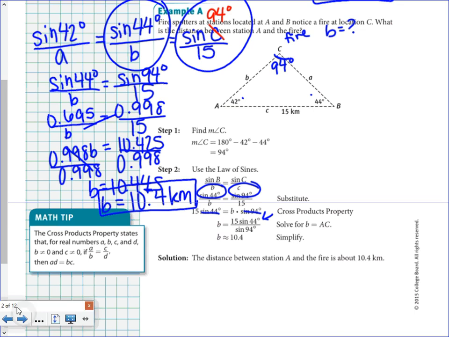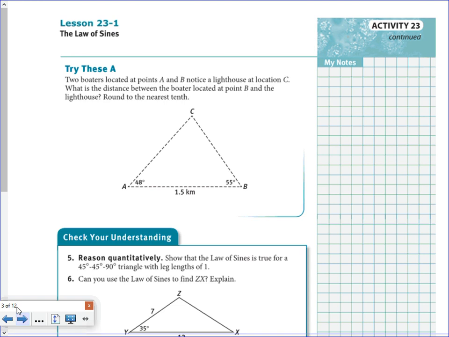All right, so let's look at the next example. They tell us that we have boaters located at points A and B, and then we have a lighthouse location at C. What is the distance between our boater at B and the lighthouse here at C? So we are looking for this distance. They don't give you a variable there, but you can pick whatever you want, or since it's opposite angle A, you can label it side A.